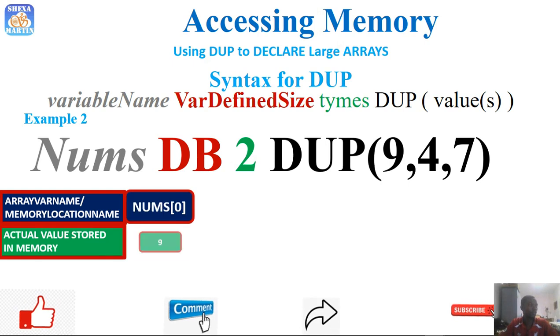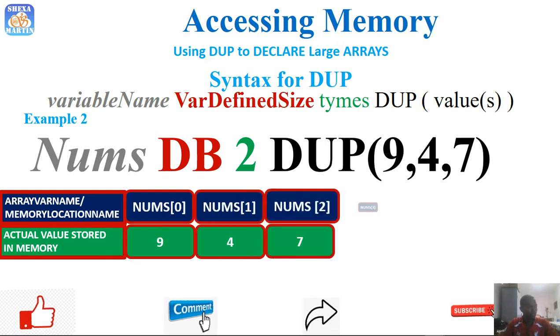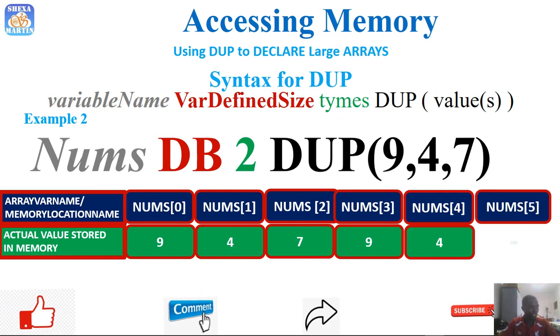This is what happens now. We have them that way. At index 0 we have 9, at index 1 we have 4, at index 2 we have 7. So we have our first set of values. Then we start again, we repeat for the second time. So if we want to access the value at index 4, which value do we get? Answer quickly. The answer is 4.